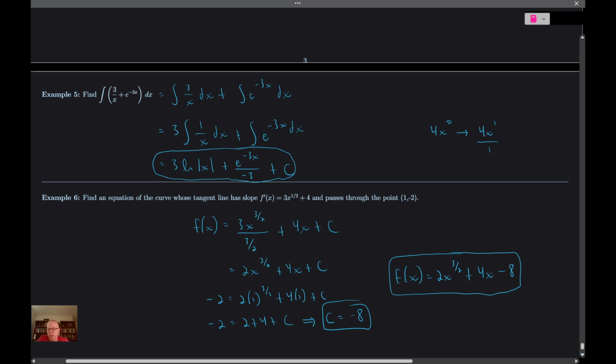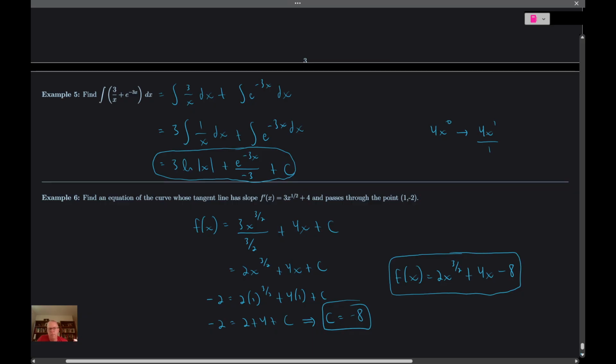We can check this. It passes through this point 1, negative 2. So if you plug in 1, you get 2 plus 4 minus 8, which would be negative 2. And then we take the derivative of this, and we should get 3x to the 1/2 plus 4. So it satisfies both of these.